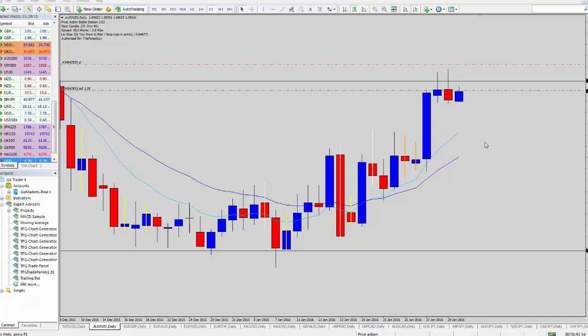Usually, when you get a rally and then a dramatic change in price action like that, so it's all these bull candles and then a dramatic change in price action, it's generally a good indication a reversal is coming.